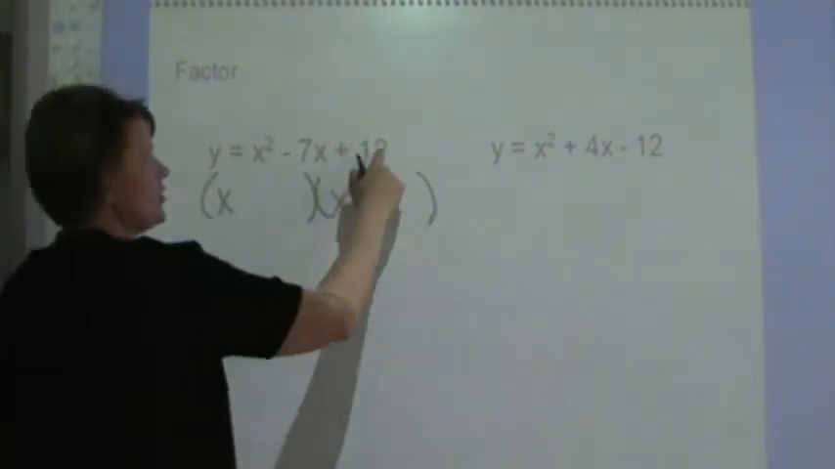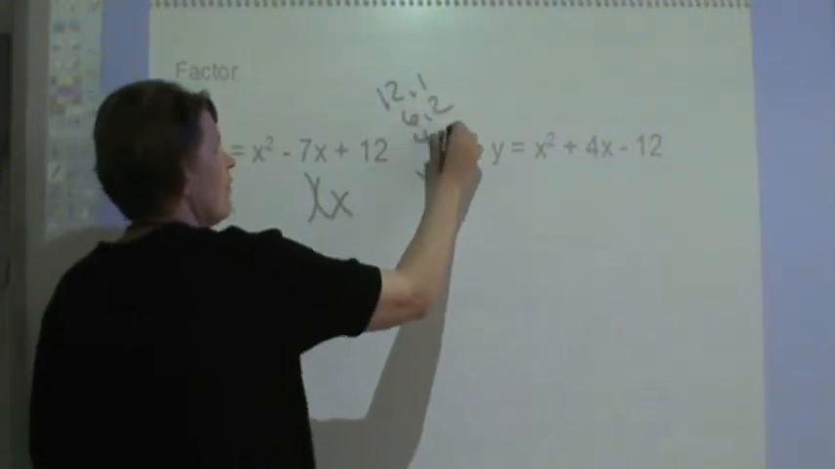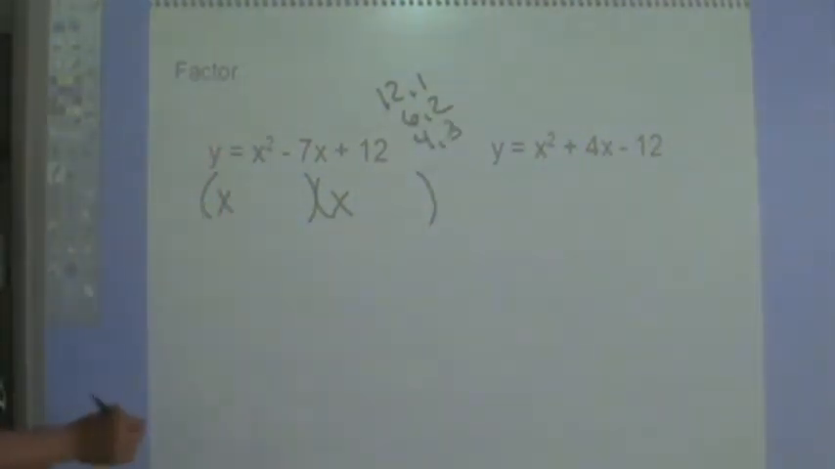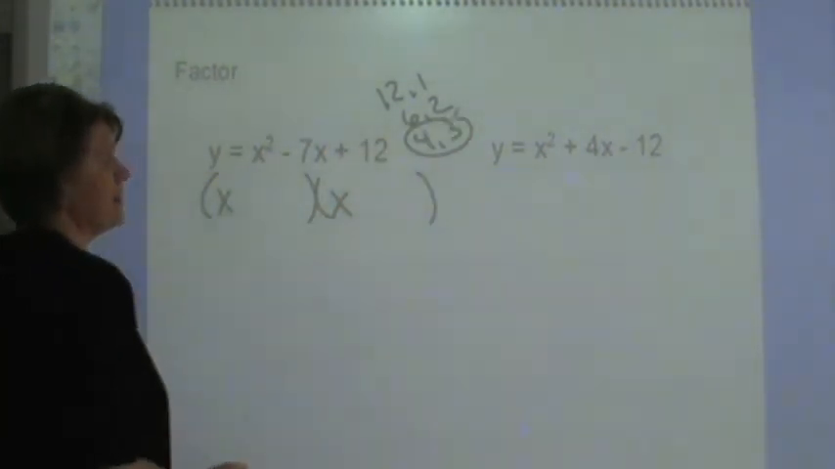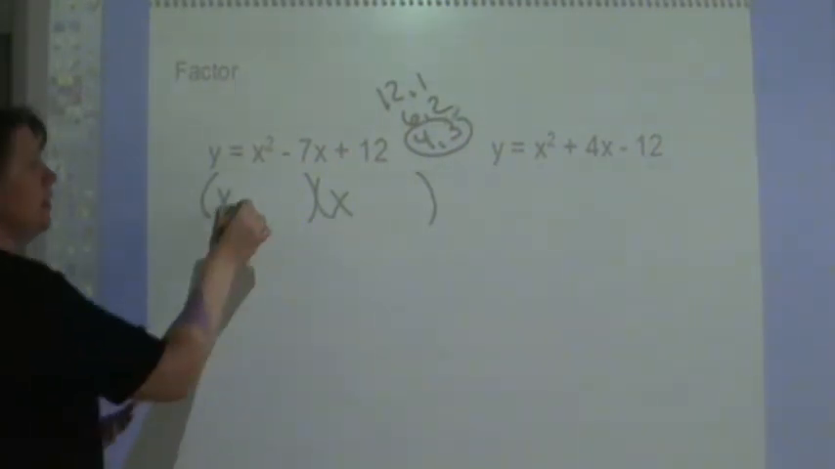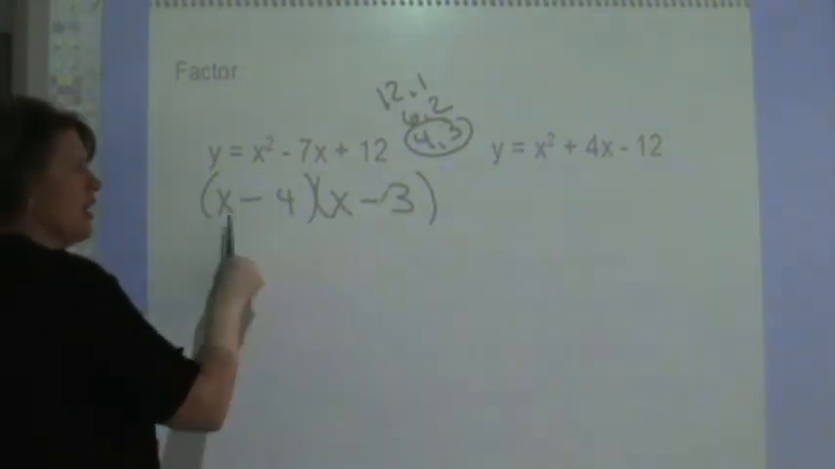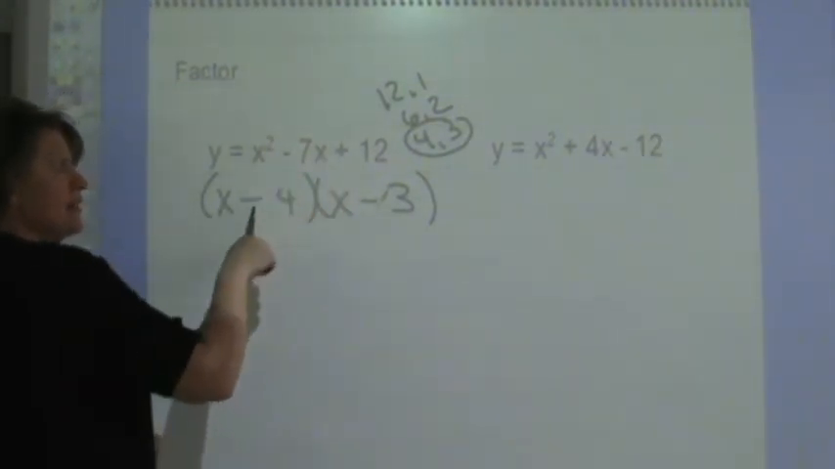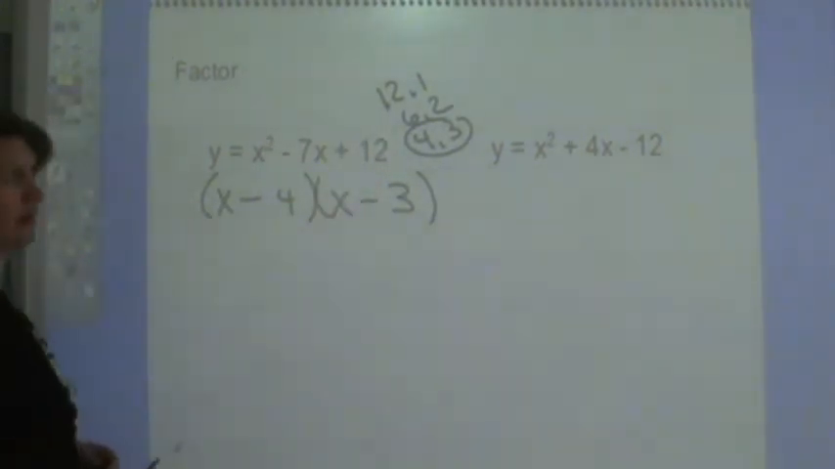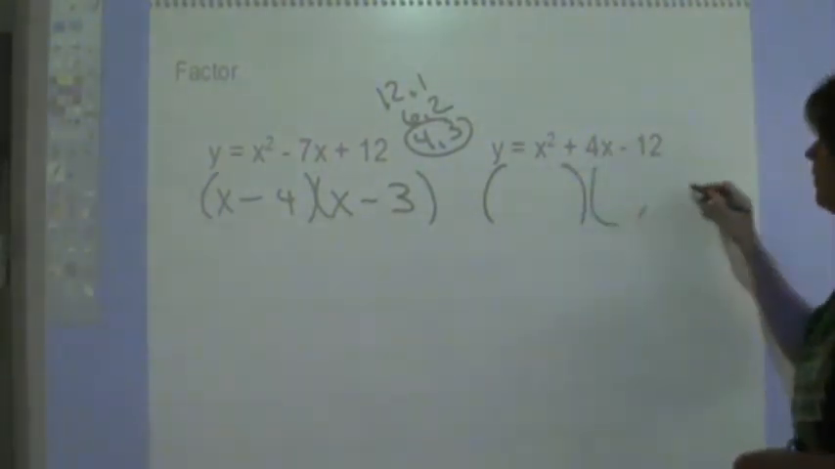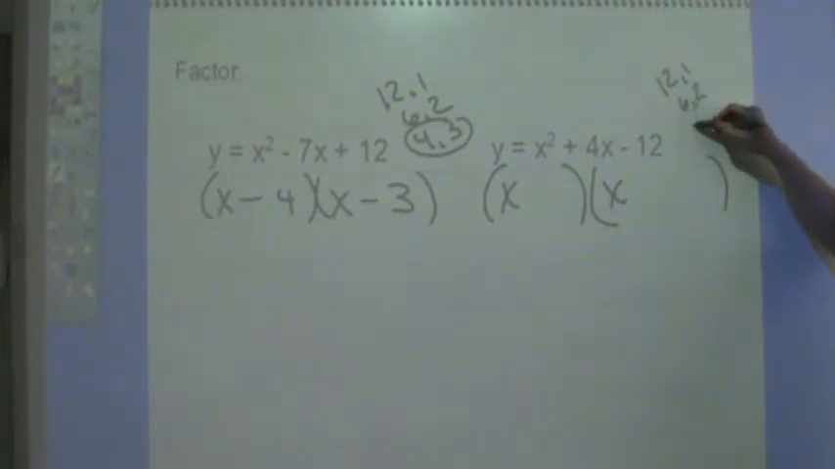All right, so let's list our factors of 12. We can have 12 and 1, we can have 6 and 2, and we can have 4 and 3. All right, and which one's going to get us a minus 7 in the middle? Well, the 4 and the 3 is going to get me 7, but how do I get the negative? If I do this, that'll get me my negative, because that's going to be minus 4x and minus 3x to get my minus 7x, and negative 4 times negative 3 is going to get me my positive 12. That's my answer.